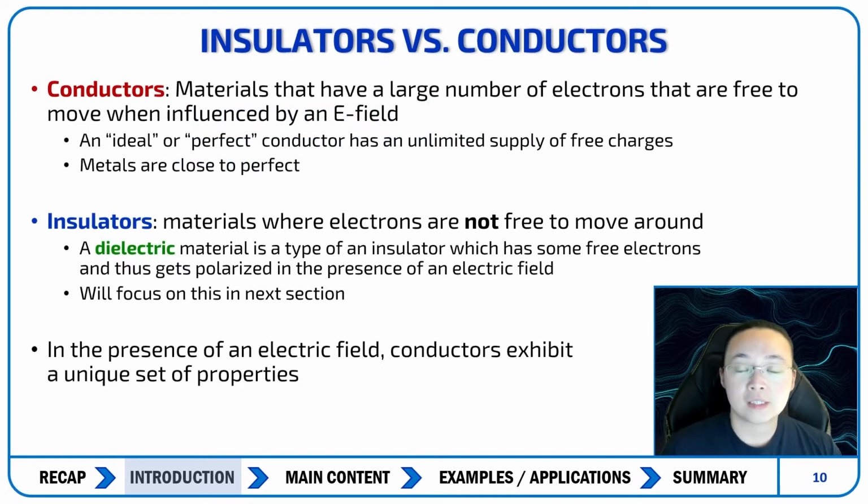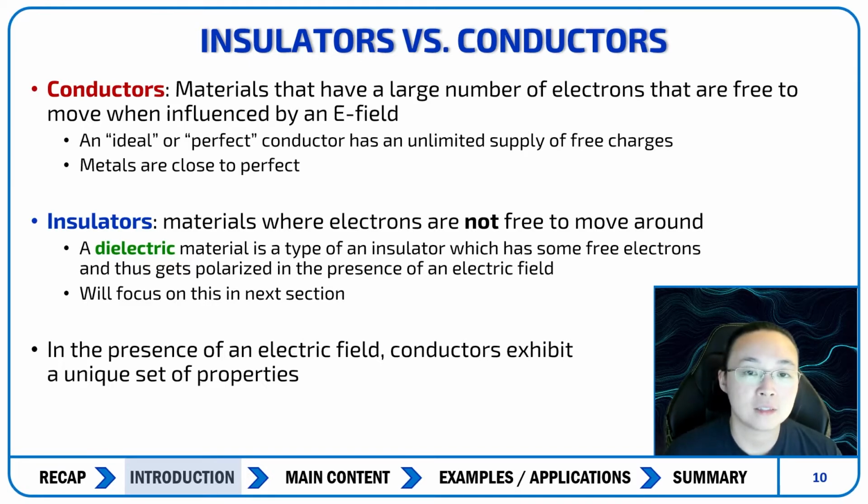So insulators versus conductors. What are conductors? We've heard of this term quite a bit already. You've probably learned it in previous classes. Conductors are materials that have a large number of electrons that are free to move when they're influenced by an electric field. So normally they're just going to stay as they are because they're stable. But if you introduce an electric field, then there will be electrons that want to move along or against the electric field. So an ideal or perfect conductor usually has an unlimited supply of free charge.